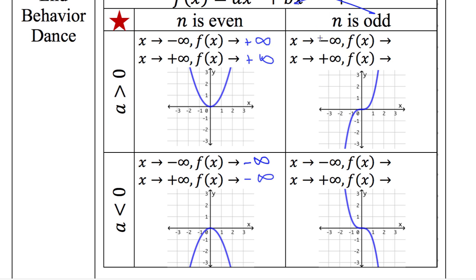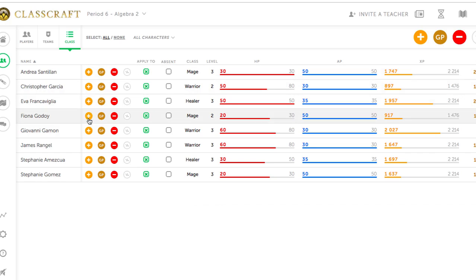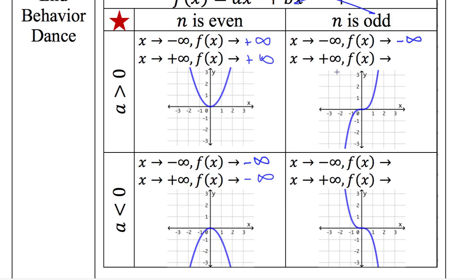Here we go. As x goes towards negative infinity, f of x is... Fiona? As x goes towards negative infinity, this approaches negative infinity. Good job. As x approaches positive infinity, f of x approaches positive infinity. Hold on, was I wrong? As x approaches positive infinity, f of x approaches positive infinity. Yes.